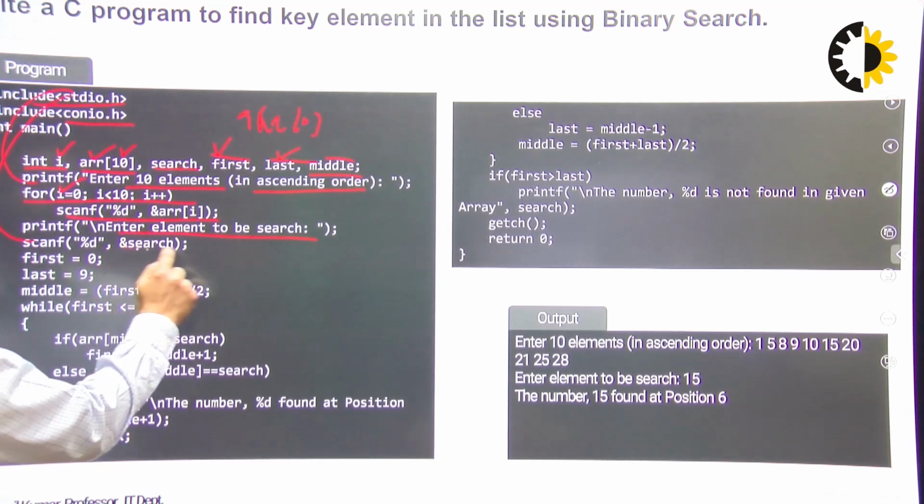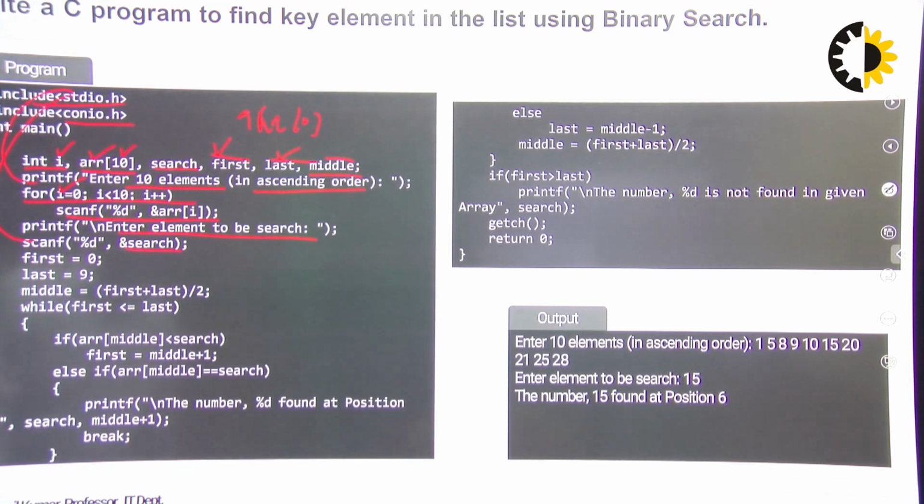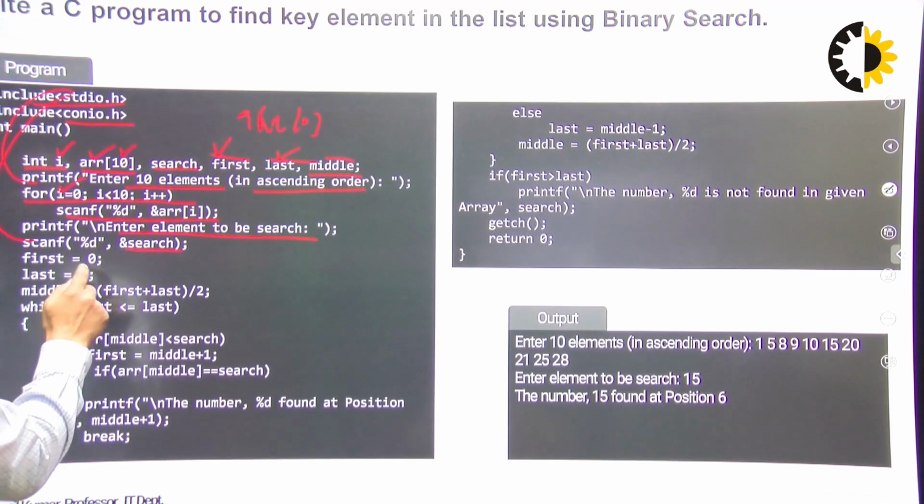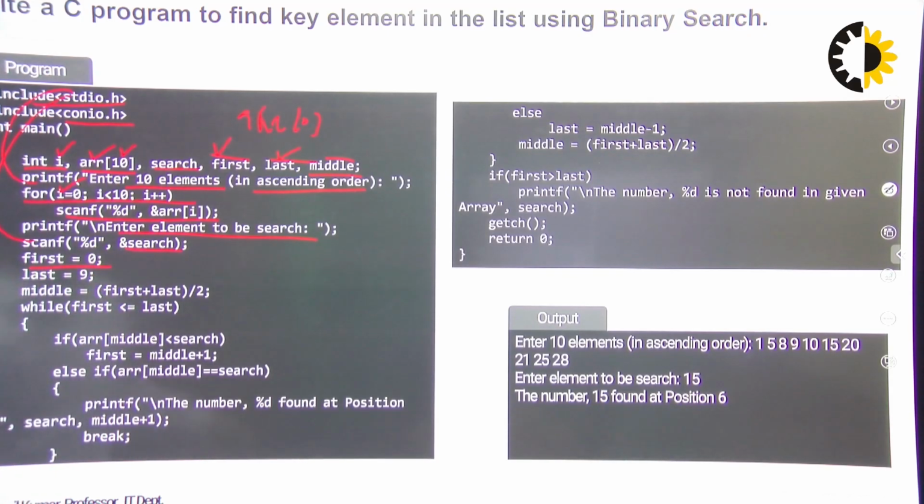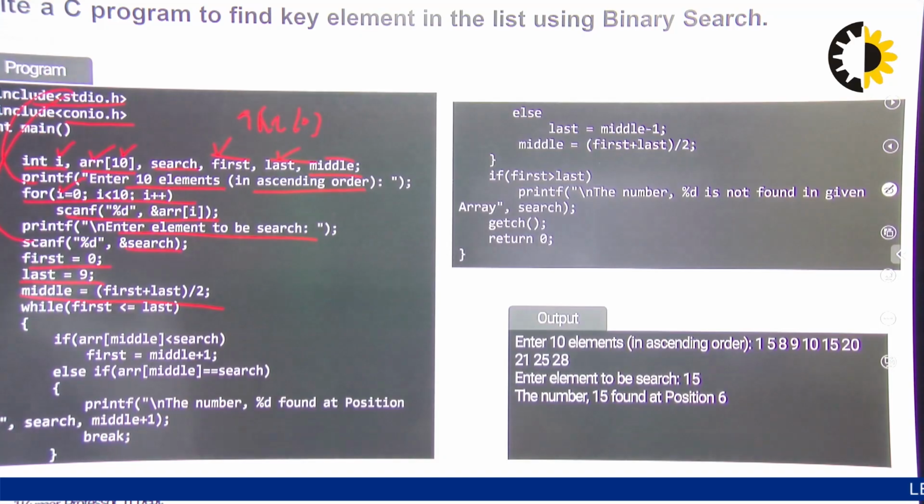We have taken the variable search. First, the lower bound, we set to 0 because we are taking from 0 to 9, and last, the upper bound, will be 9 in that case. If we are taking n elements, it will be n. First of all, we have to find the middle. Middle will be first plus last divided by 2. With the help of this, we find the middle.